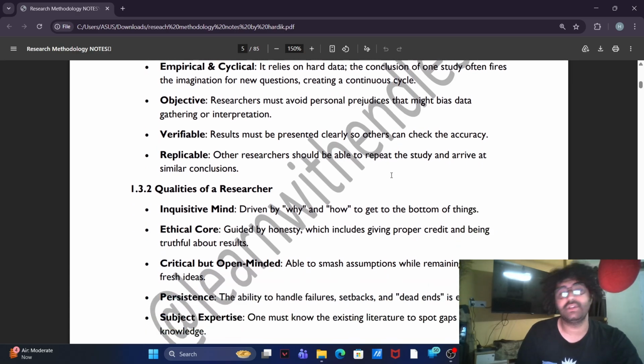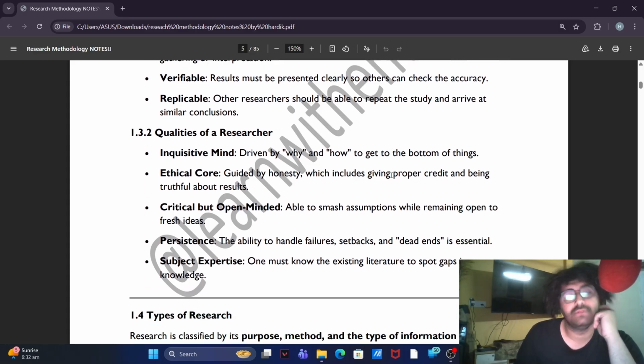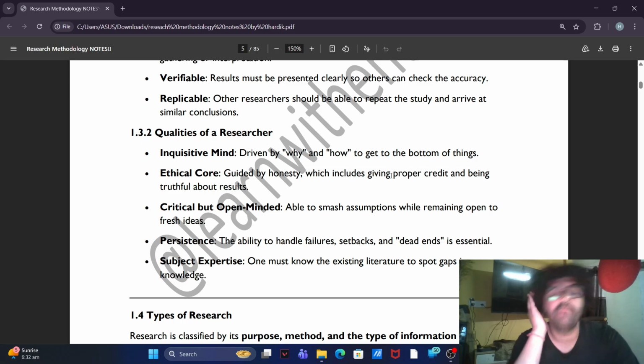Objective: researchers must avoid personal prejudices that might bias data gathering or interpretation. Verifiable: results must be presented clearly so others can check the accuracy. Replicable: other researchers should be able to repeat the study and arrive at a similar conclusion. Qualities of a researcher: inquisitive mind, ethical core, critical but open-minded, persistent, subject expertise. Let's discuss them one by one.